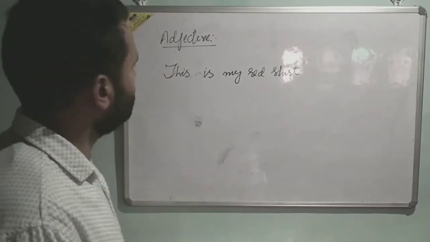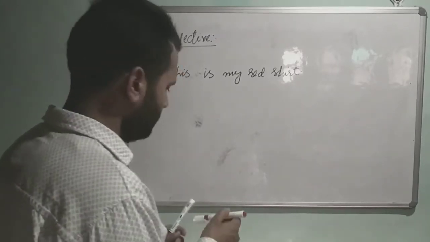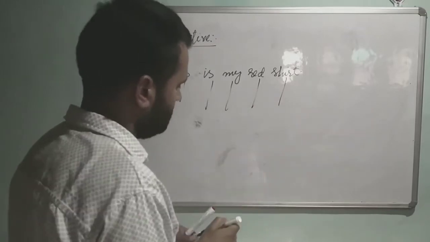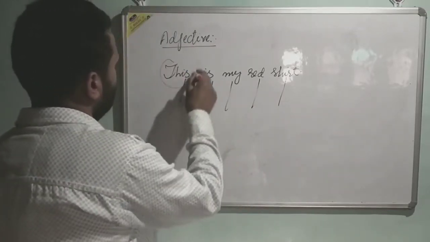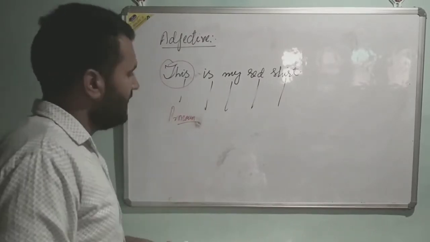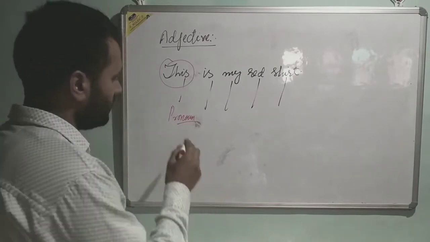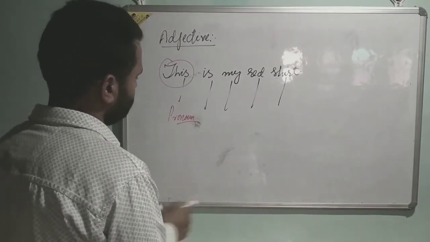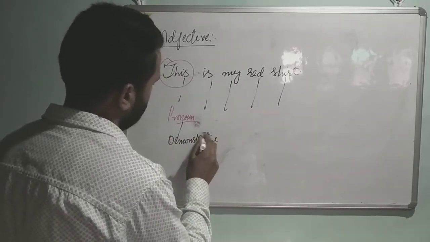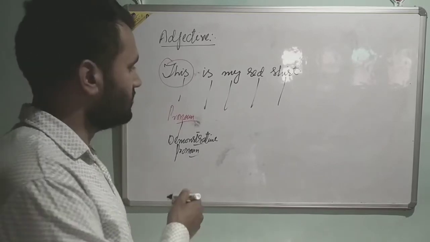Now see, this is the sentence and we have to see which word belongs to which part of speech. This is my red shirt. What is this? This is a pronoun. We have previously discussed it. Which pronoun is it? It is actually a demonstrative pronoun, that we have previously talked about.